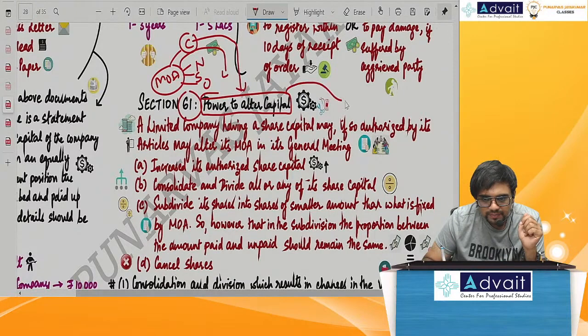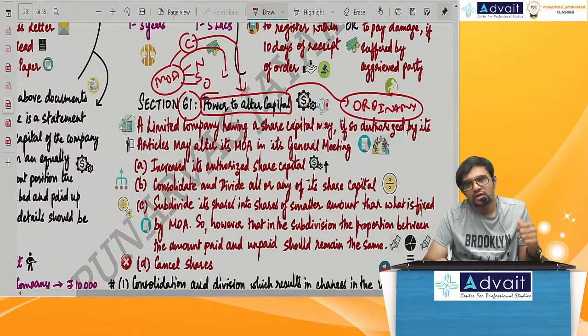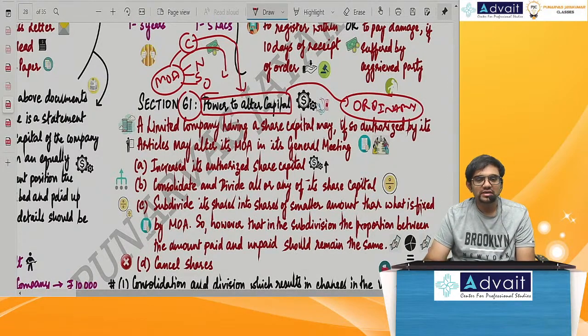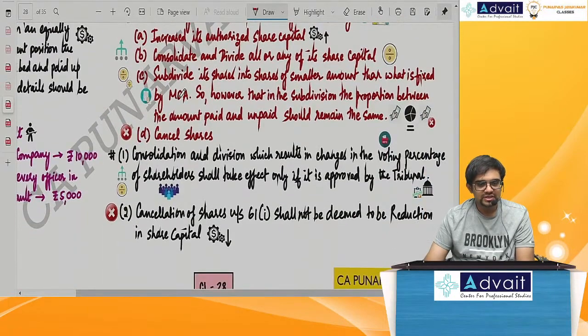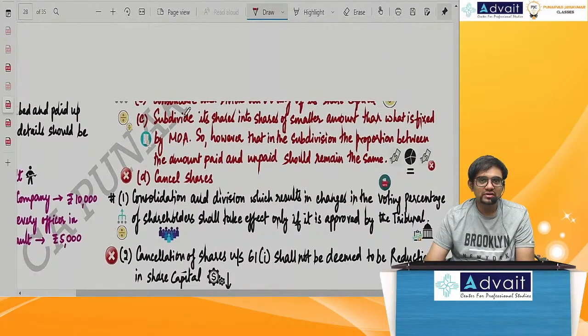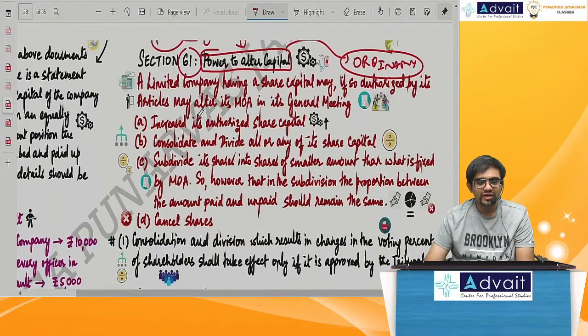If I want to alter the capital, it is always an ordinary resolution. Why? Because section 13 clearly says that if you want to amend the articles, save as otherwise provided in section 61, in all other cases it is a special resolution; for section 61 it is an ordinary resolution. So it has to be an ordinary resolution. Increase in authorized capital, consolidate and divide, subdivide shares, and all these things, which we already saw yesterday when I did the concept of MOA.